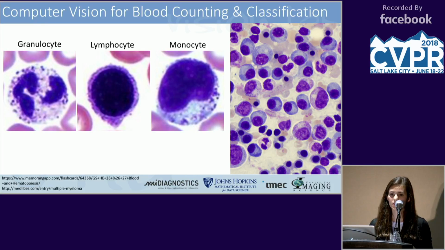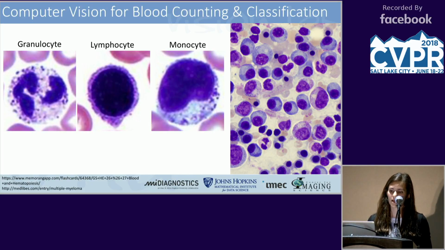We'd like to take an image, such as the image on the right of white blood cells, and be able to count the total number of cells in the image and to classify what percentage of the cells belong to each of the three main subclasses of white blood cells: granulocytes, lymphocytes, and monocytes. However, we don't have access to high-resolution microscopy images such as these.